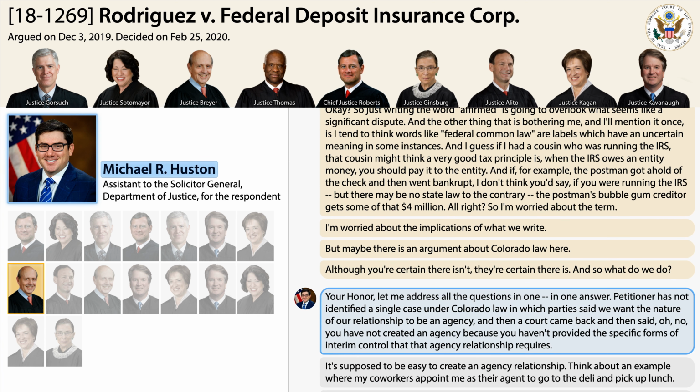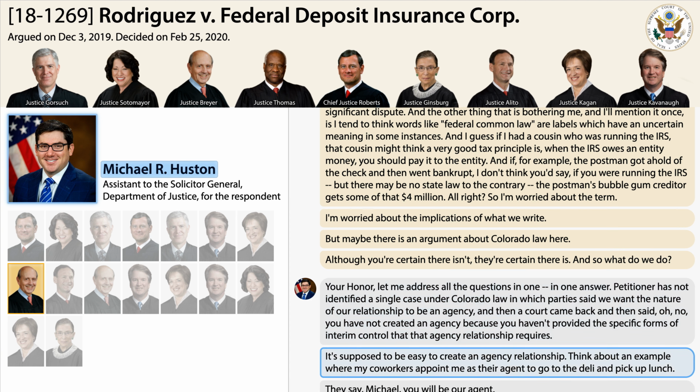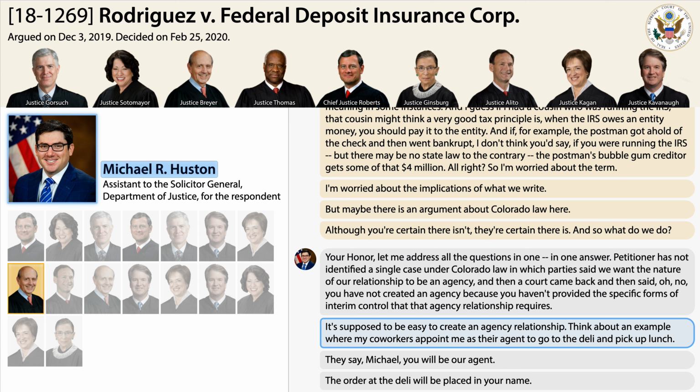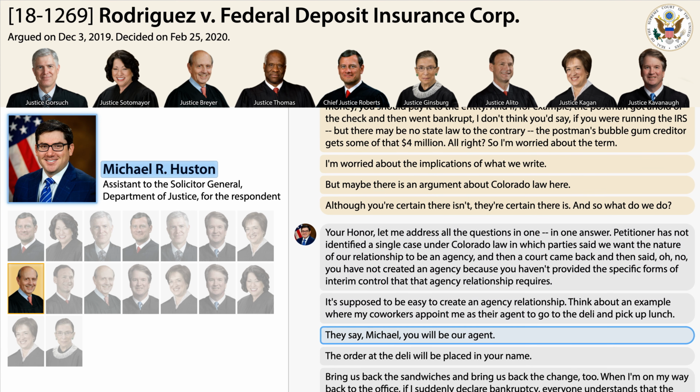Your Honor, let me address all the questions in one answer. Petitioner has not identified a single case under Colorado law in which parties said, we want the nature of our relationship to be an agency, and then a court came back in and said, oh no, you have not created an agency because you haven't provided the specific forms of interim control that agency relationship requires. It's supposed to be easy to create an agency relationship. Think about an example where my coworkers appoint me as their agent to go to the deli and pick up lunch. They say, Michael, you will be our agent.